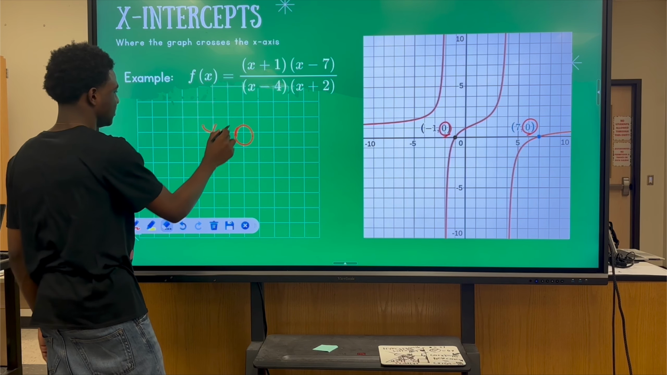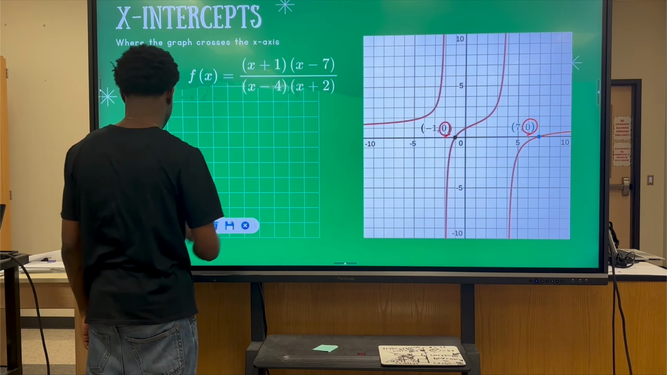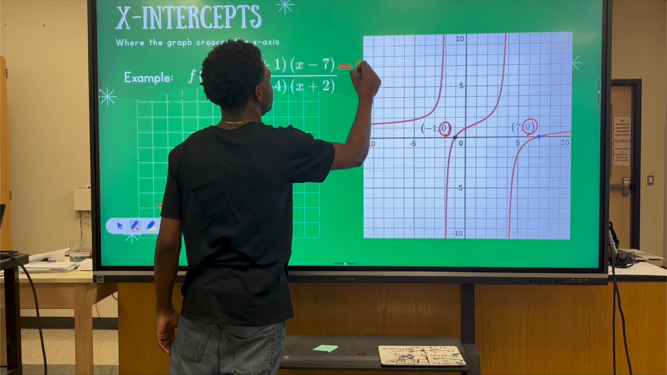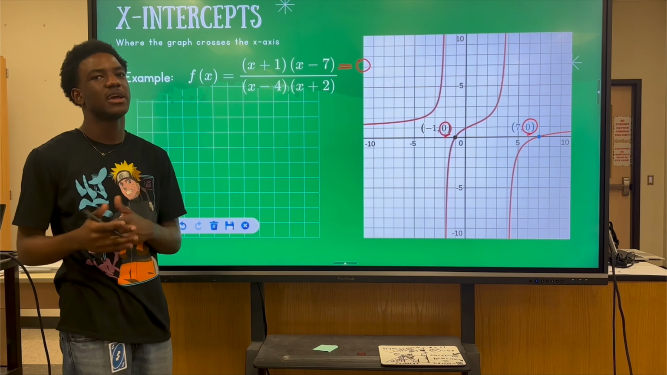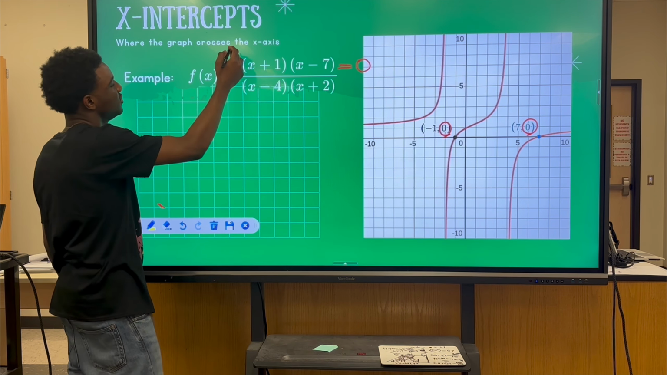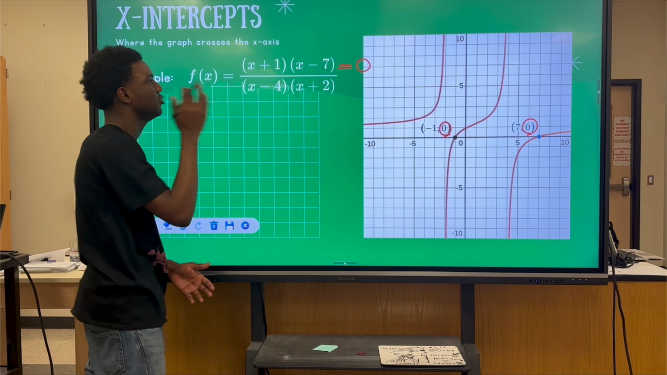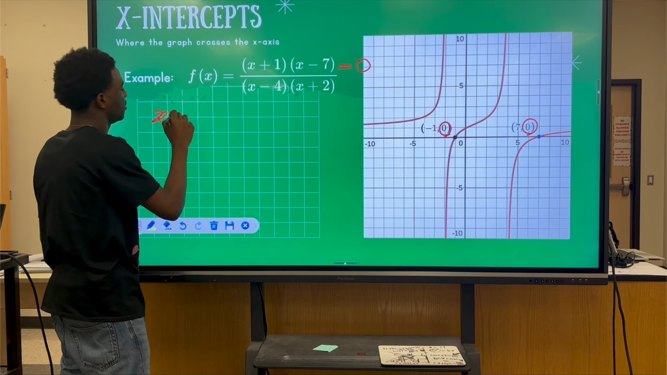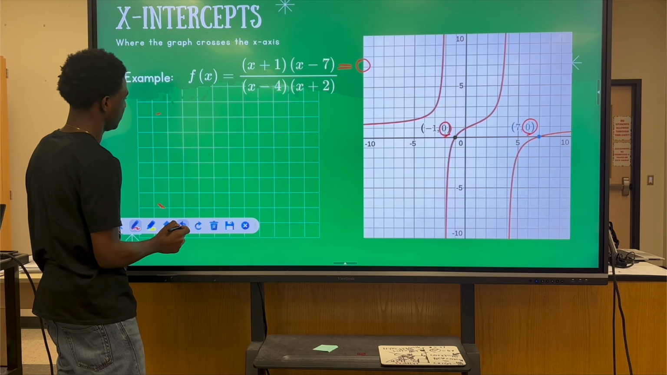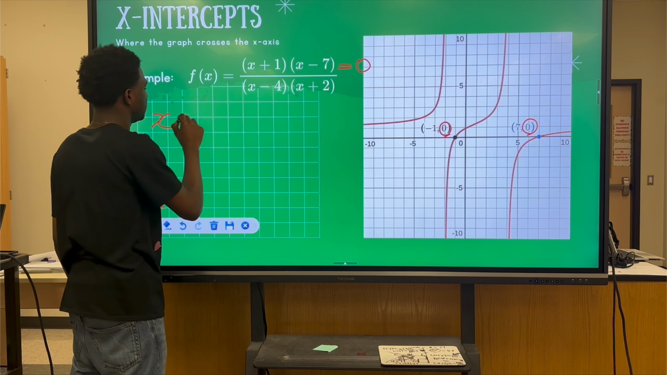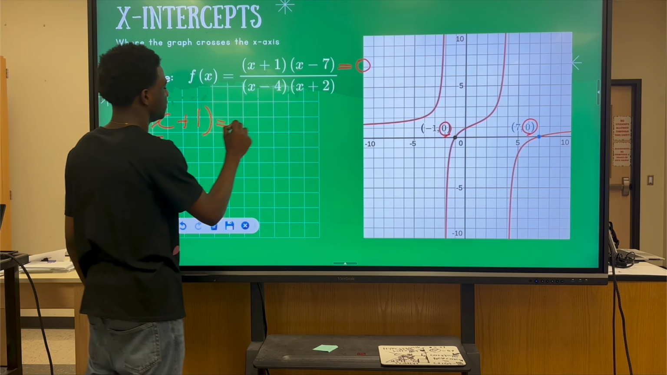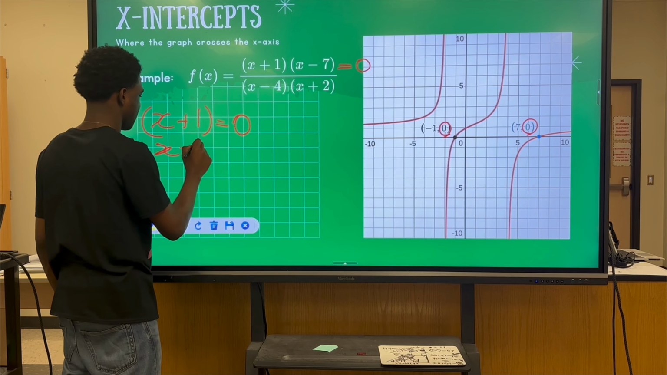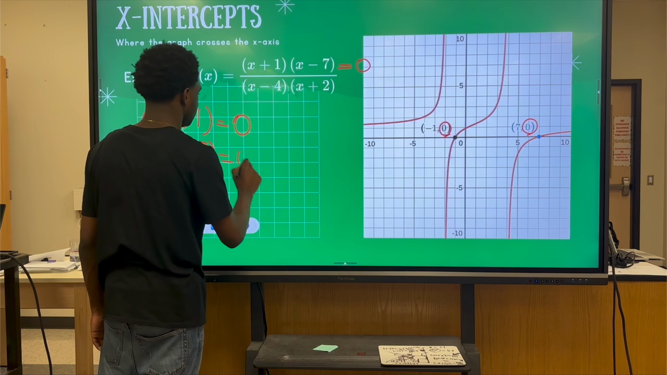So to find the x-intercept of a rational function, like the example we have here, you equate the numerator to 0. Unlike the vertical asymptotes where you equate the denominator to 0, for x-intercepts you equate the numerator to 0. So in the numerator we have x plus 1 equals 0, and x minus 7 equals 0.